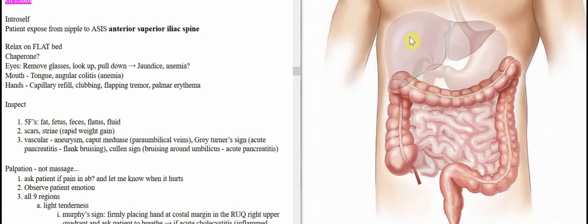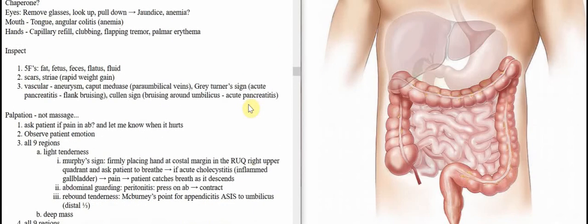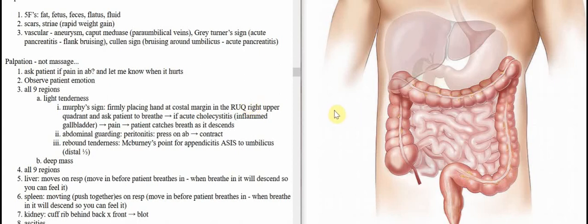Next, have a look at the tummy. Are there any scars, swellings, or asymmetry? The 5 F's is what can cause swelling: fat, fetus, feces, flatus, and fluid. Is there any caput medusae? So that is basically swollen, distended abdominal veins.